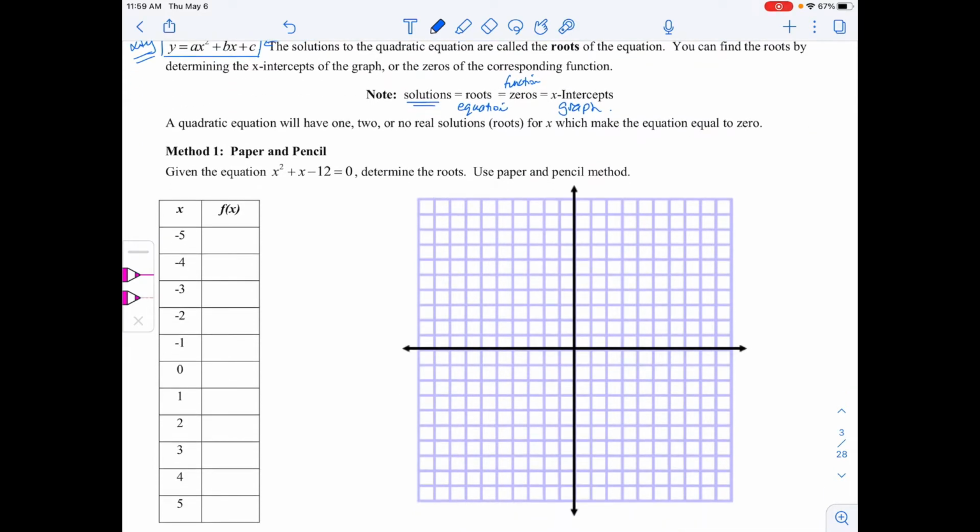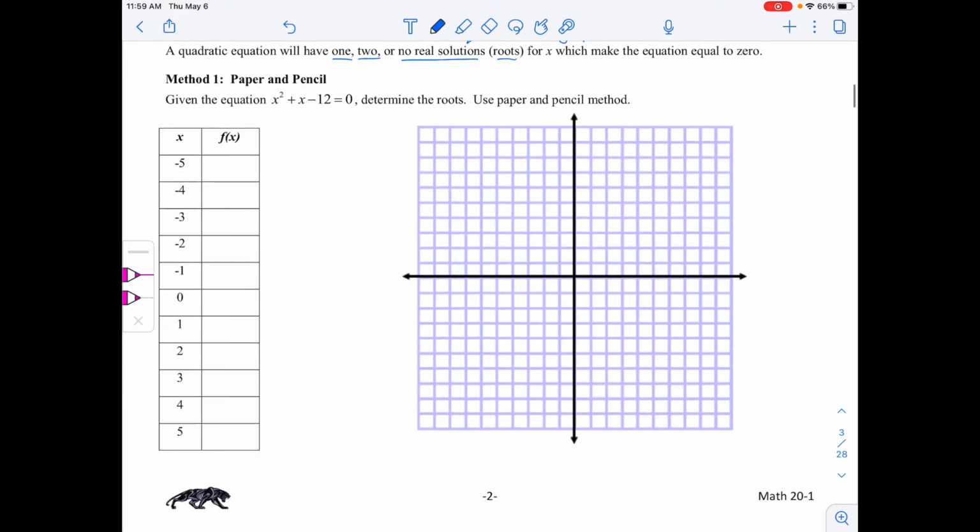So a quadratic equation can have 1, 2, or no real solutions or roots for x, which will make the equation equal to 0. So let's have a look. Paper and pencil. How would we do this using the paper and pencil method? I want to solve this equation, okay? It's an equation because it's equal to 0, right? So therefore we're looking for the roots of an equation, okay? We're going to look for the roots of an equation, and we want to use the paper and pencil method.